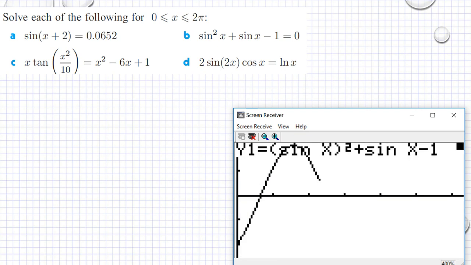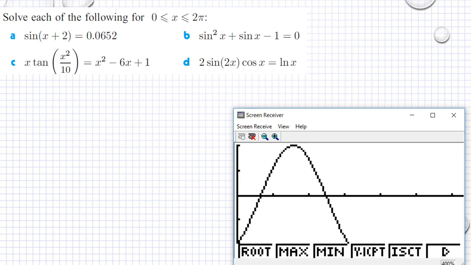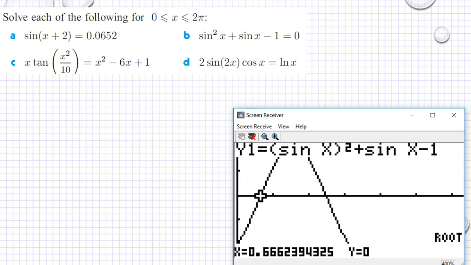Draw. There you go. When it is equal to 0, then you only have what we call roots, so you only need the roots. Okay, F1. Then we have our first root there, 0.6667, and the second should be 2.48.